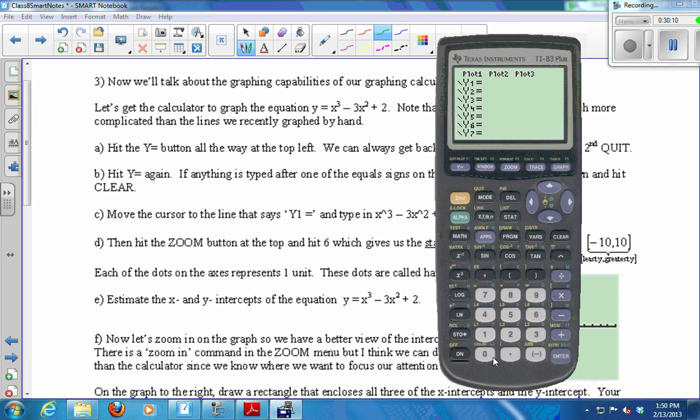Now we're going to type the equation x cubed. So the x button is right here next to alpha. It says x, t, theta, n. So those are just the common variable names. So use that for x. Caret cubed minus 3x caret squared plus 2. So this is going to look much more complicated than the things we just recently graphed by hand.